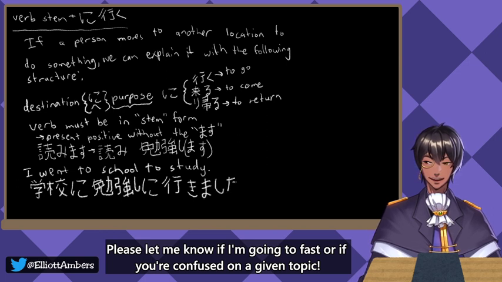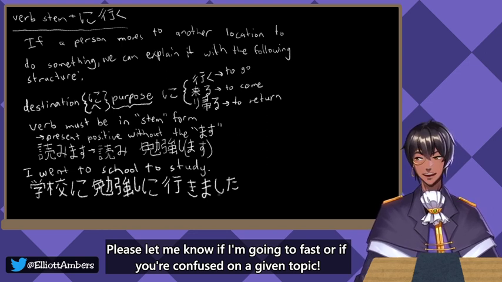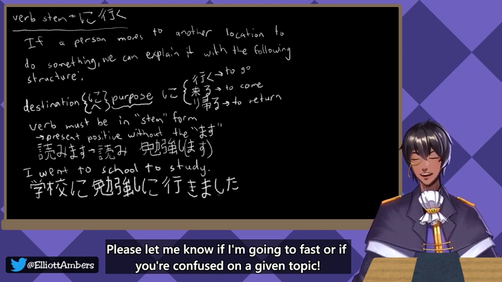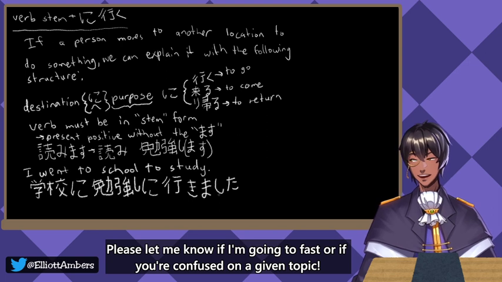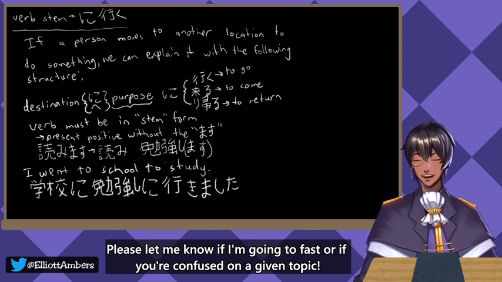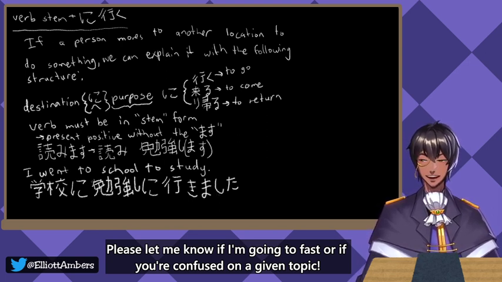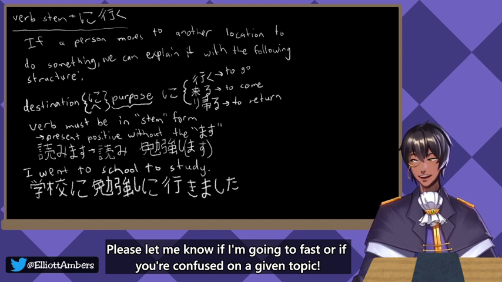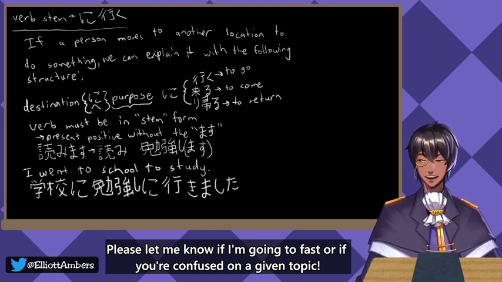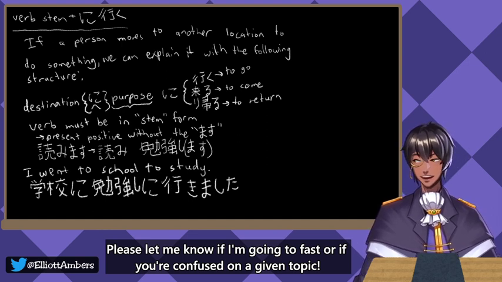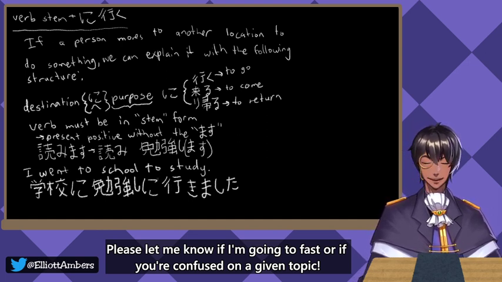And because I went to school, mashita. So that first verb, our purpose verb, what we're doing, the action that we're taking to reach our goal, is just in that stem form. We drop the masu there. Gakkou ni benkyou shi ni ikimashita. Gakkou is school. Benkyou shi represents to study. Ikimashita means you went.